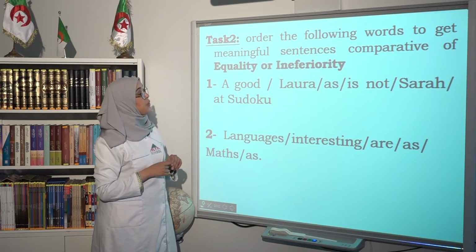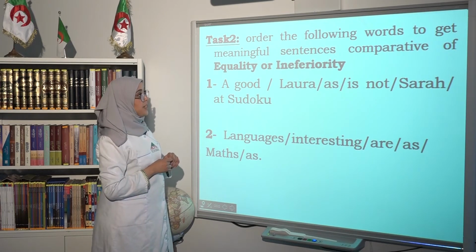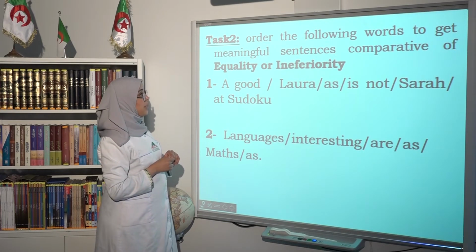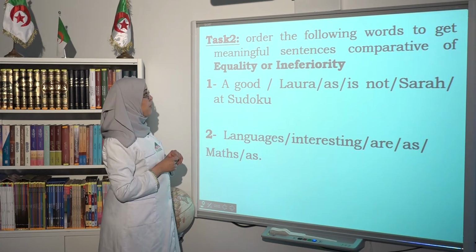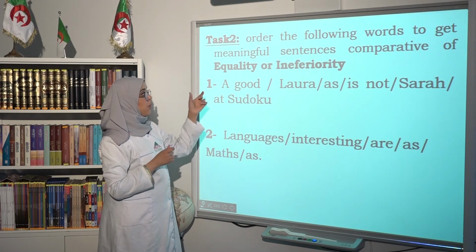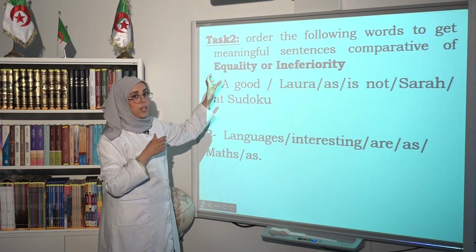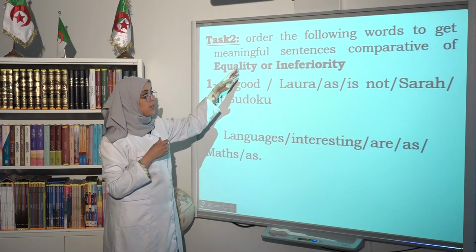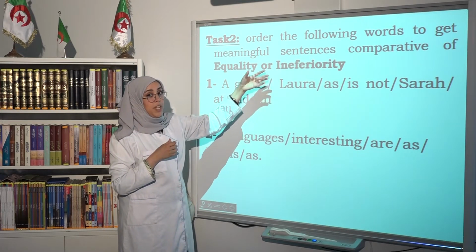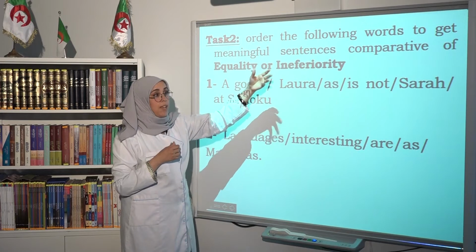Is it clear for this exercise? So you might have this kind of exercise. Now, order the following words to get meaningful sentences. Comparative of equality or inferiority. If you remember, we said when it expresses equality, as, adjective, as. If it expresses inferiority, not as, plus adjective, plus as.